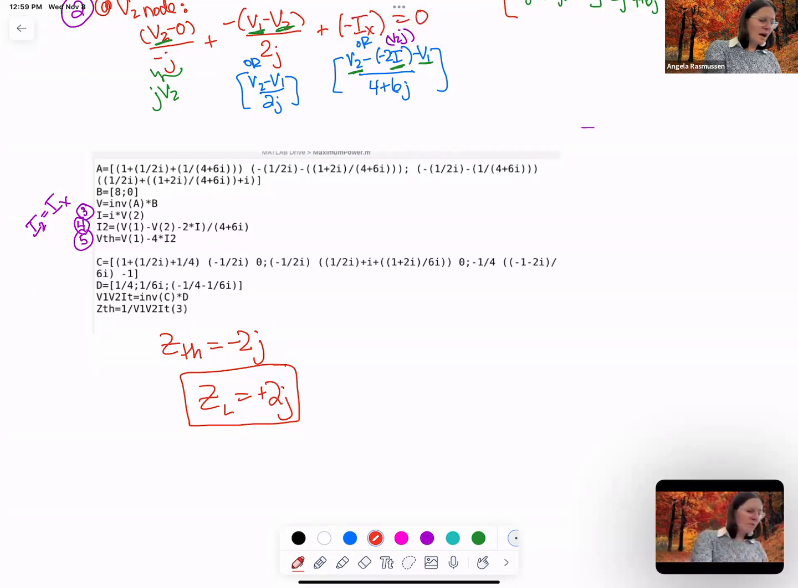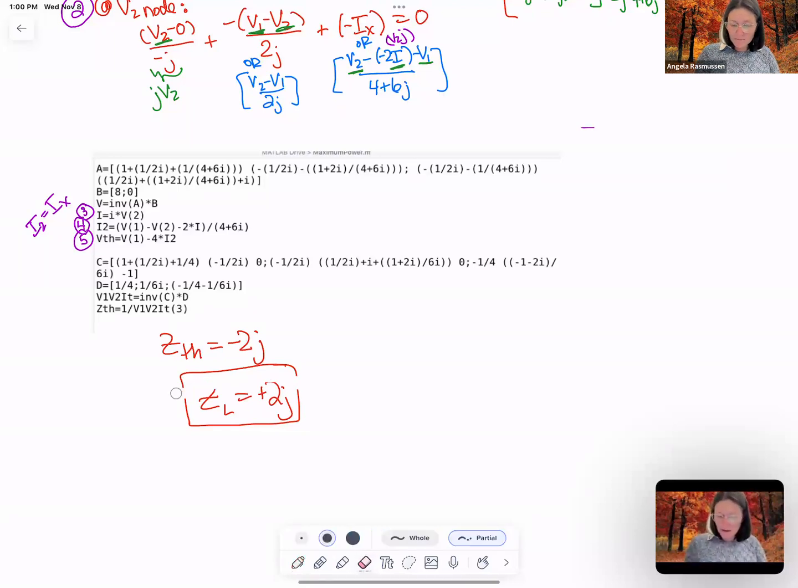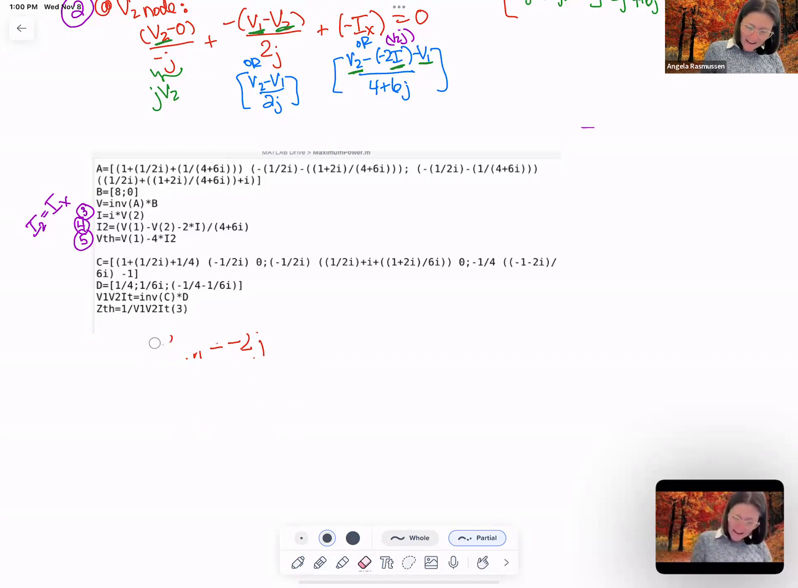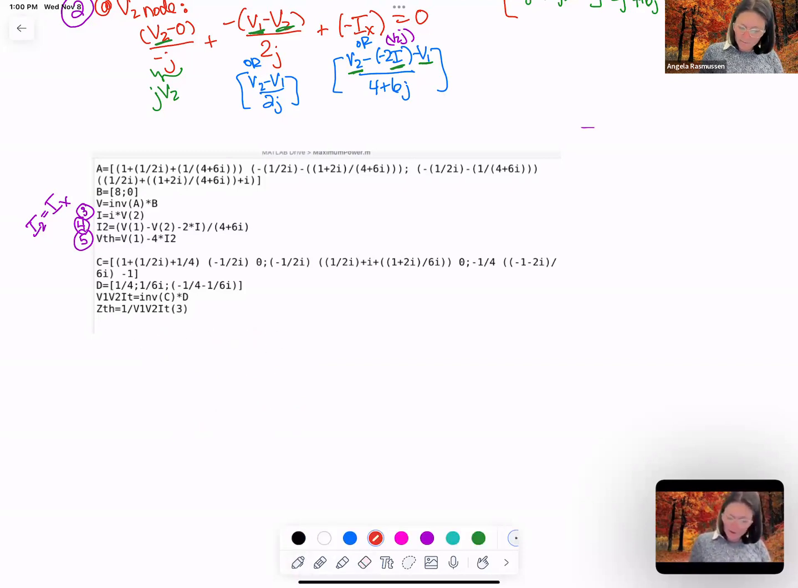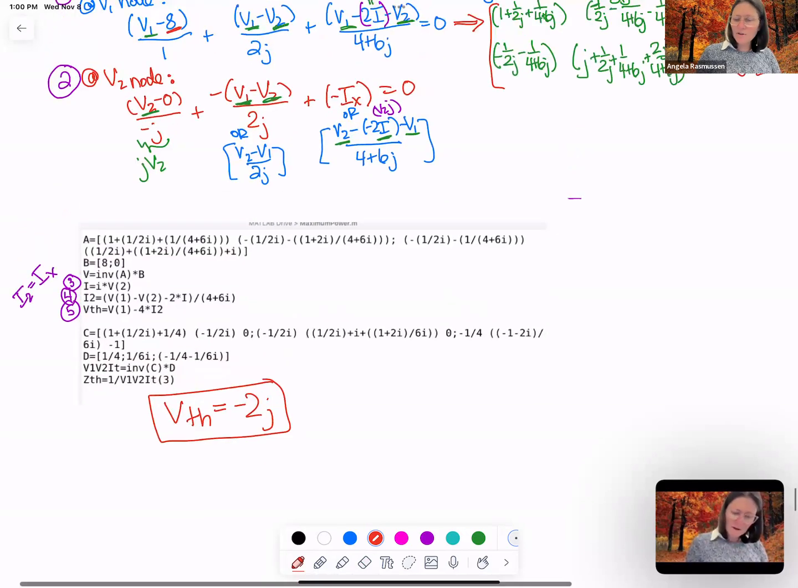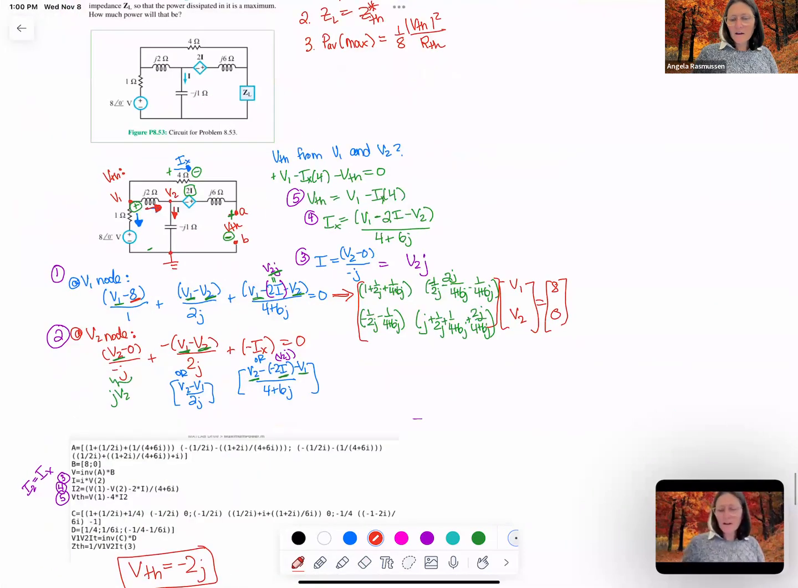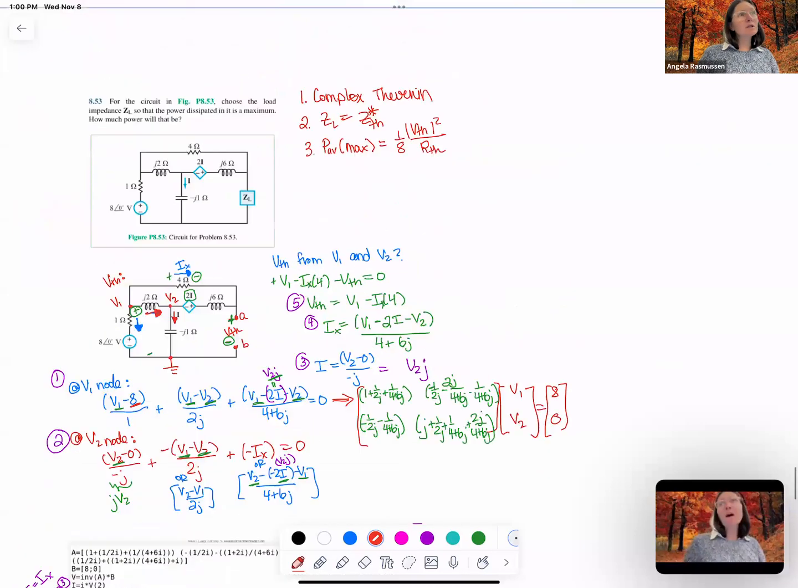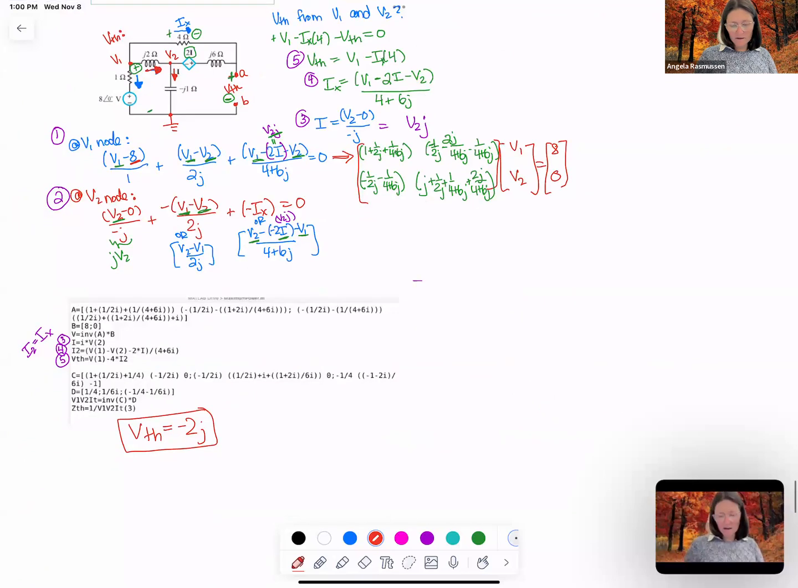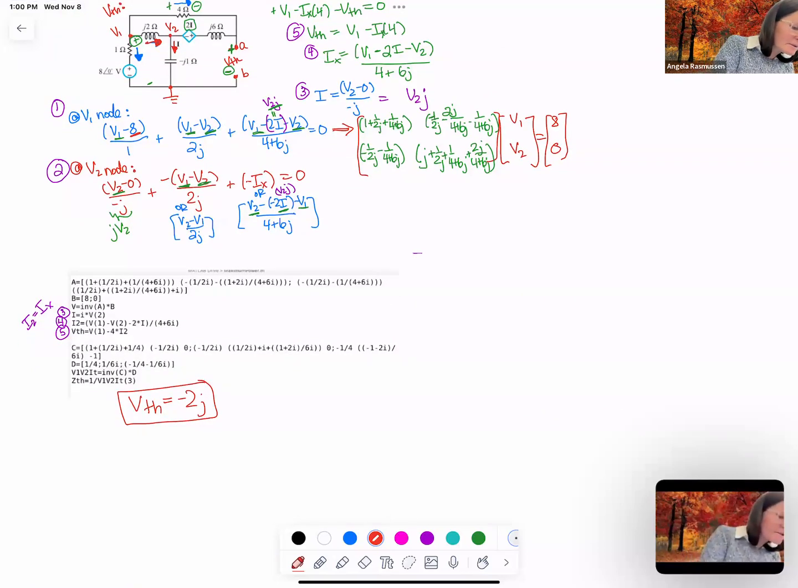Okay, so now that we have the ZTH, this also solved VTH. Did I not write down VTH? Oh, I'm sorry. VTH is minus 2j. Sorry, I'm backing up. So VTH here was minus 2j. Okay, so now we have VTH. We can find the average power. And then ZTH, I don't think I wrote down ZTH for this one, but ZL would just be the complex conjugate of ZTH.